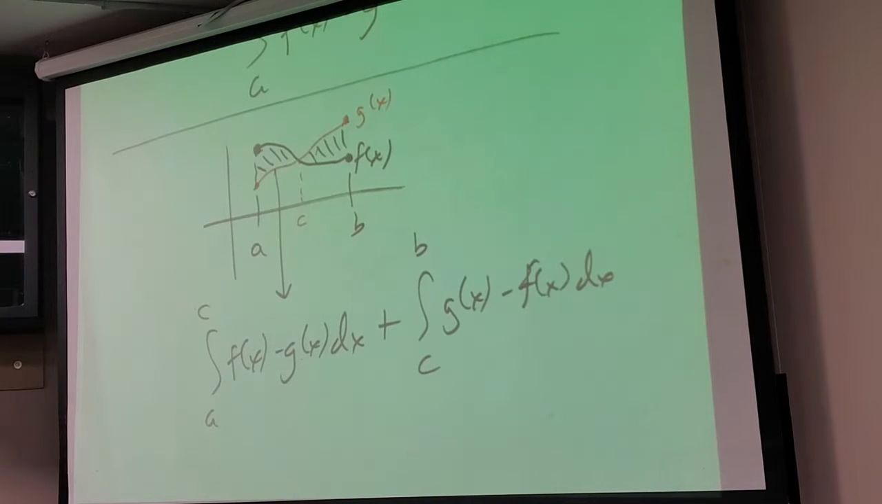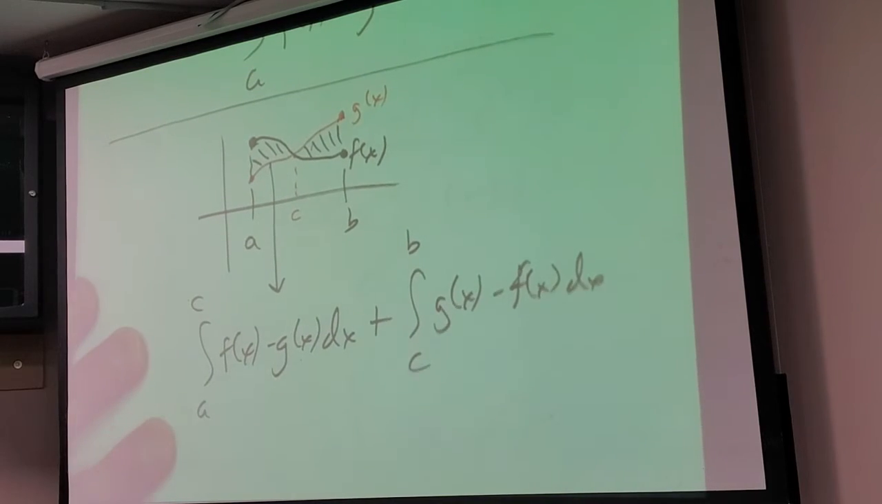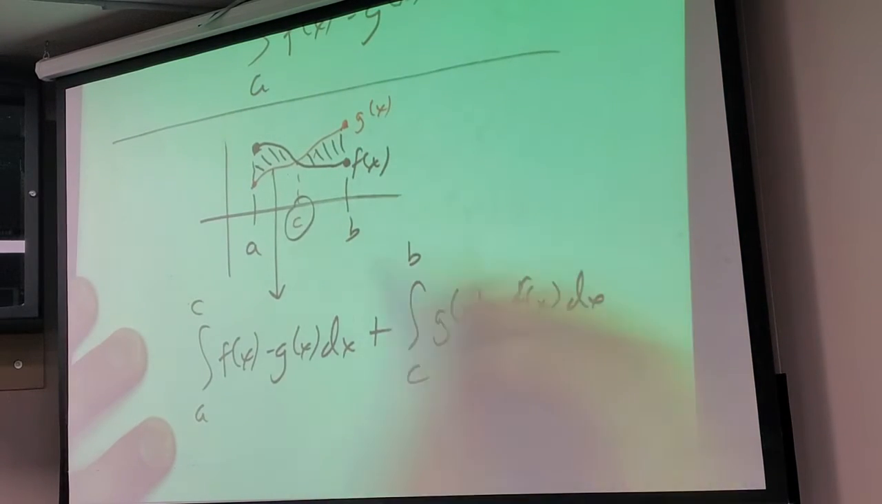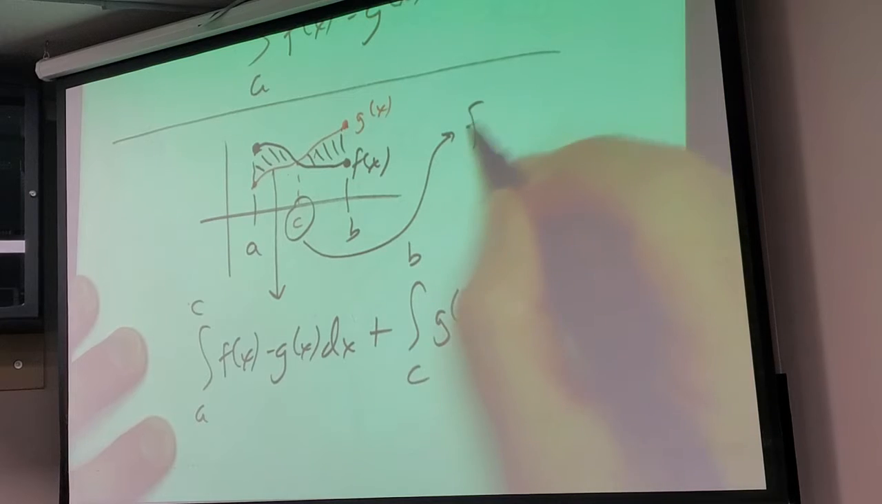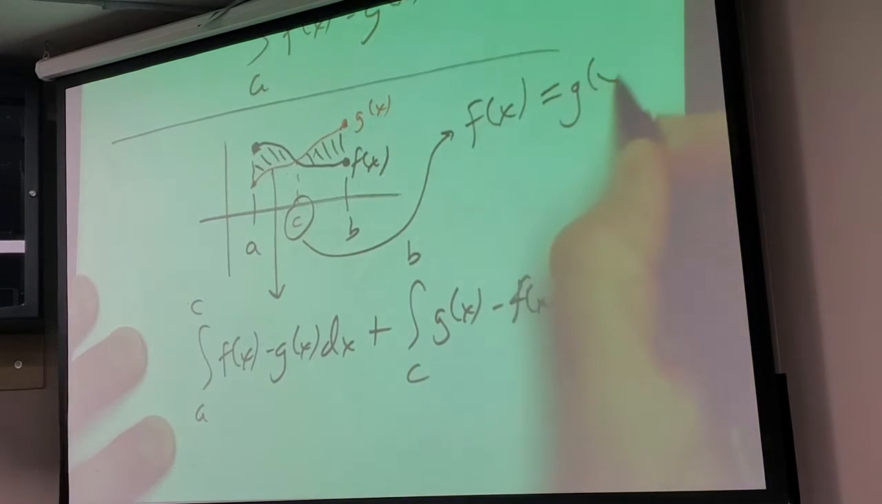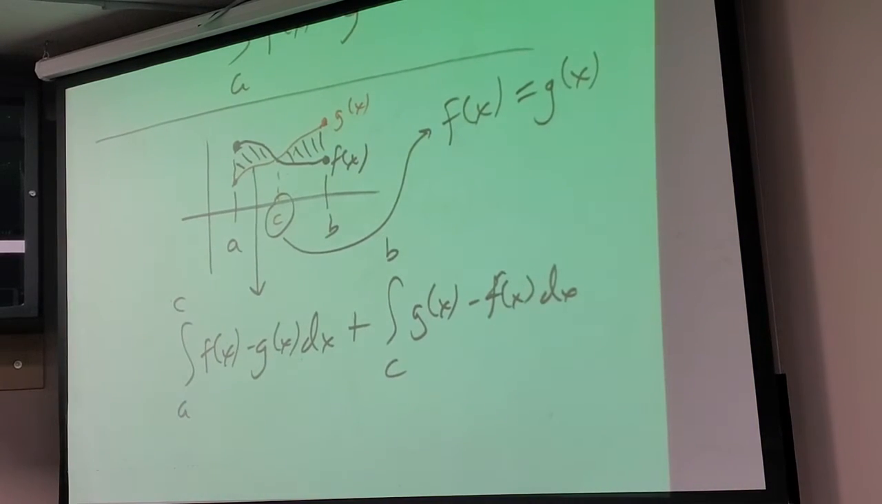So there will be problems in the homework where you have functions they give you and they cross somewhere. You've got to figure out where they cross. So how would you figure out what C is? Yeah, solve this equation. Find out where they intersect. I like it.